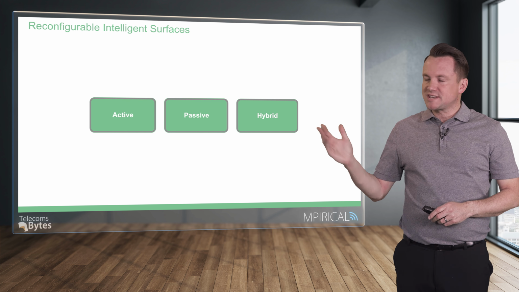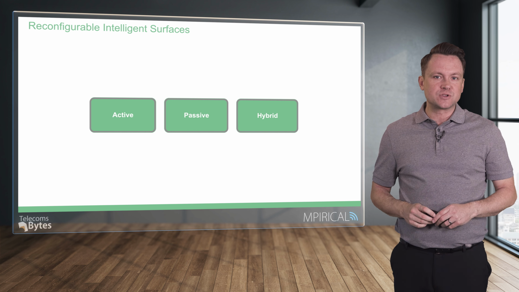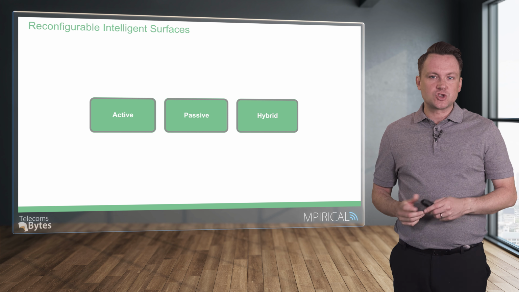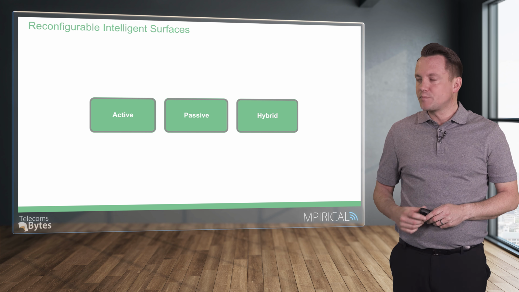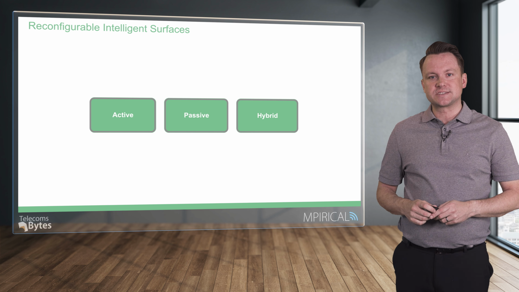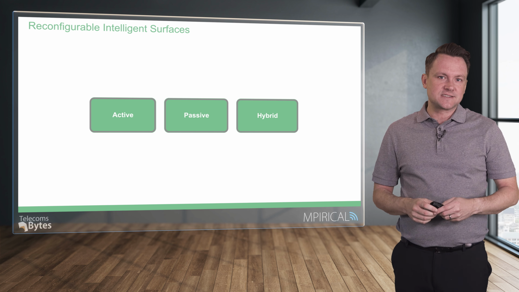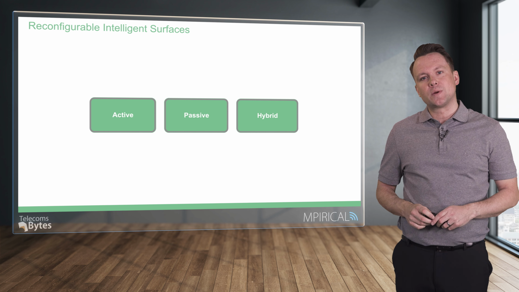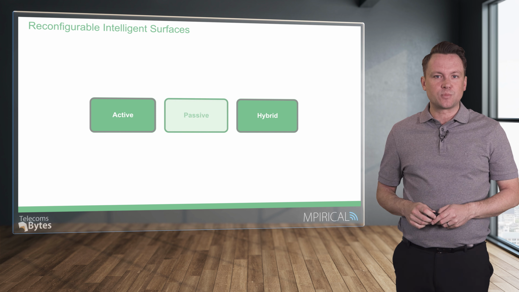So whilst both systems have the benefit of being able to redirect, to reflect the incoming radio waves, to alter the path of the radio signal, in an active configuration, we're also able to effectively re-amplify the signal. Now, the drawback of this is that we're going to see increased power consumption, and these surfaces themselves are going to be more expensive to deploy.